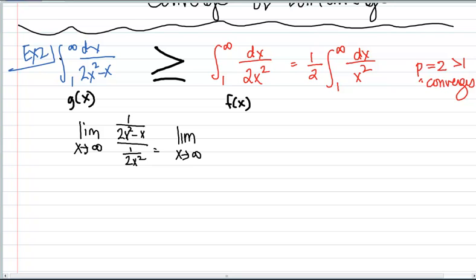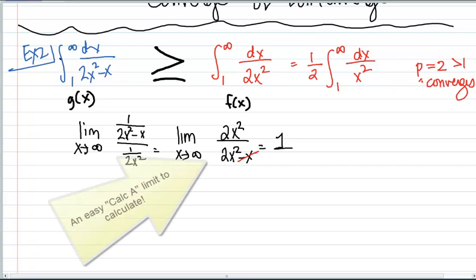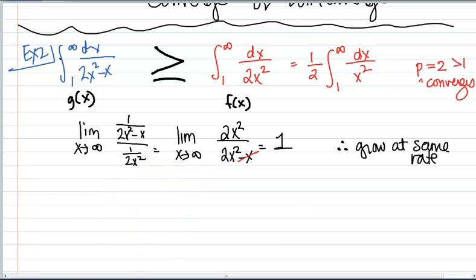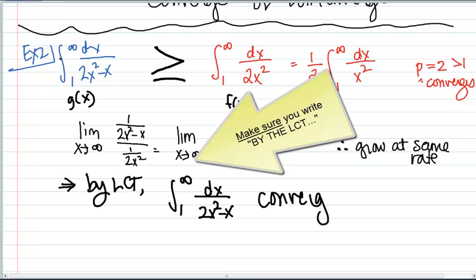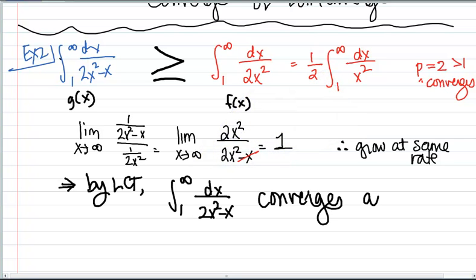So this is now just practice on limits. 2x squared over 2x squared minus x. This equals 1. Therefore, they grow at the same rate, which means now we can write our conclusion. By the limit comparison test, dx over 2x squared minus x from 1 to infinity converges also.